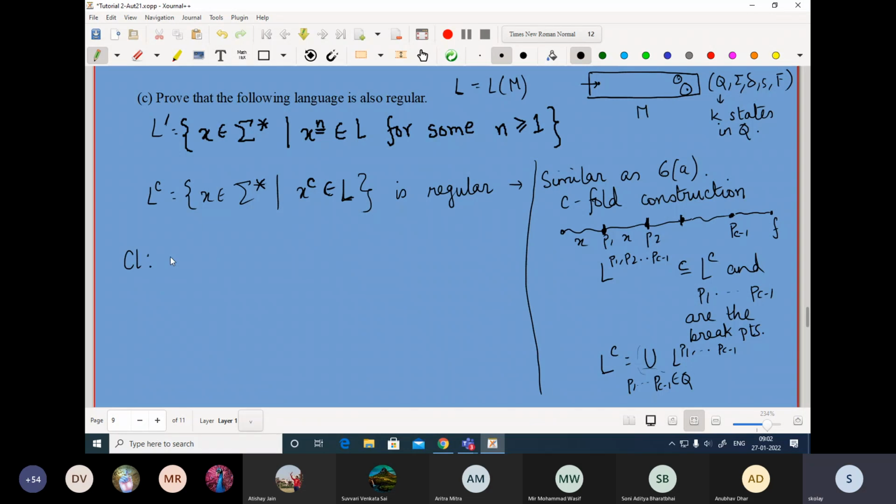Okay, so my claim is: if x belongs to L dash, there exists an n less than or equal to k such that x to the power n belongs to L. This is my claim.